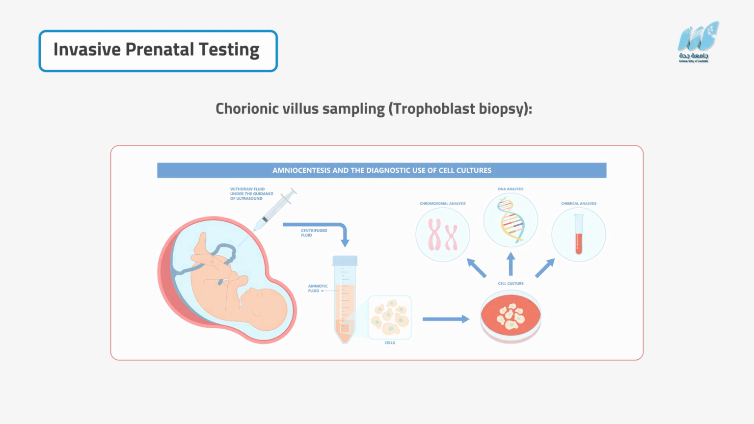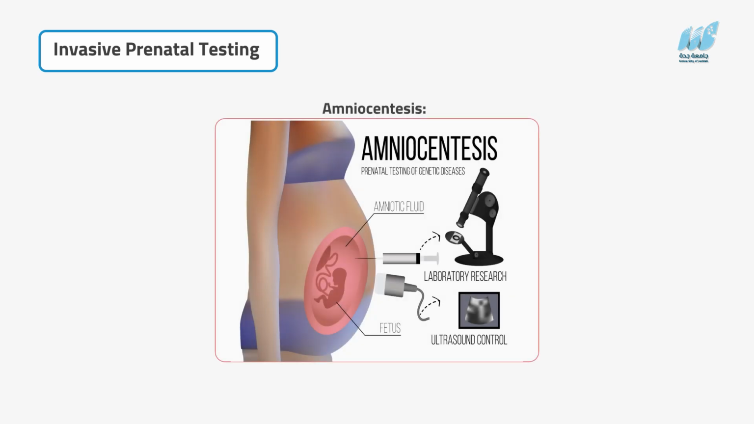The second invasive prenatal testing is amniocentesis. In amniocentesis, doctors take a sample of the amniotic fluid. The sample is removed through a fine needle inserted into the uterus through the abdomen, under ultrasound guidance. Genetic testing of the sample depends on the genetic anomalies. It could be chromosomal or a specific mutation in a genetic disease.